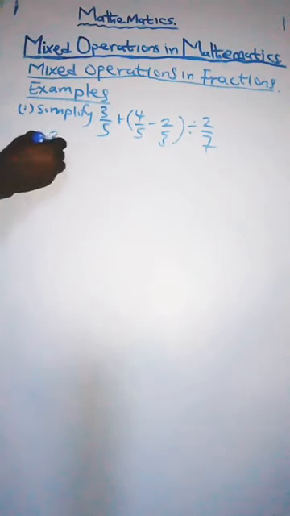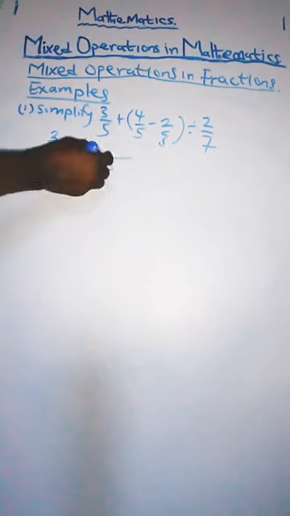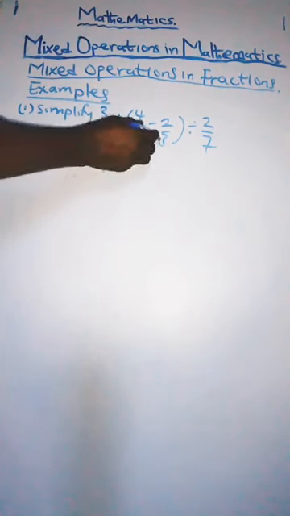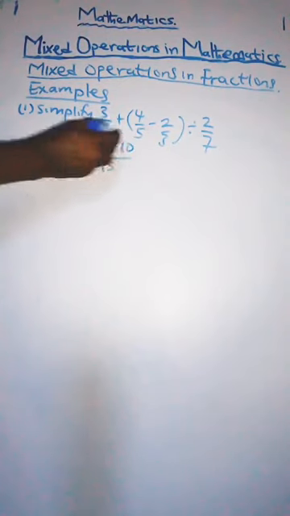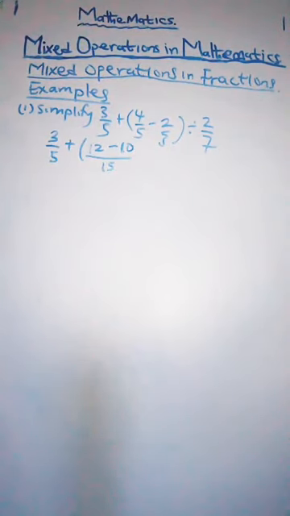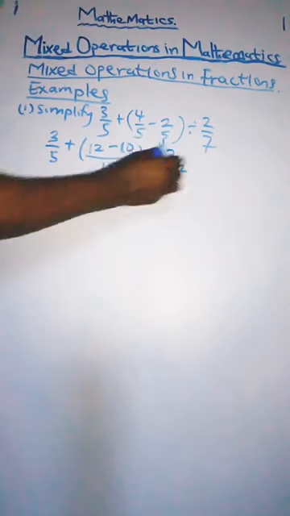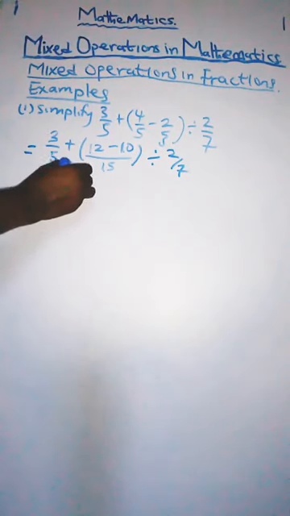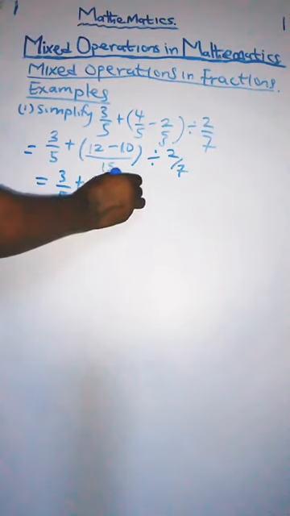So we have 3 over 5 plus the LCM of 5 and 3 is 15. 5 in 15, 3. 3 times 4, 12. Minus 3 in 15, 5. So 5 times 2, 10. Divided by 2 over 7. Now we have 3 over 5 plus 2 over 15 divided by 2 over 7.